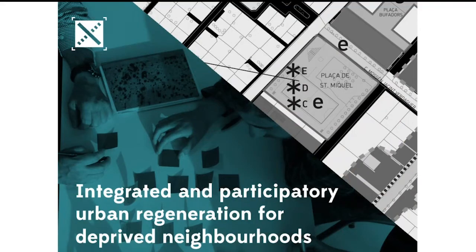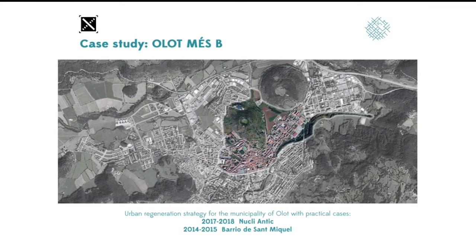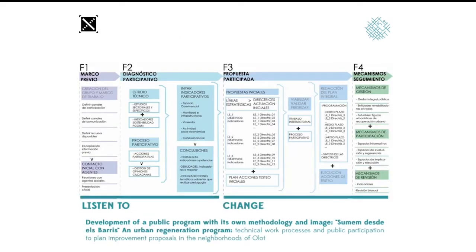After all these methodologies, this more theoretical approach, I would like to present a very specific case study where we implemented them. This was the whole program for the municipality of Olot, for the integrated and participatory urban regeneration of two neighborhoods, the city center, and the other one the San Miquel neighborhood. We developed this methodology that is really based on four phases, the previous framework where we create the different working groups and then different channels and spaces.